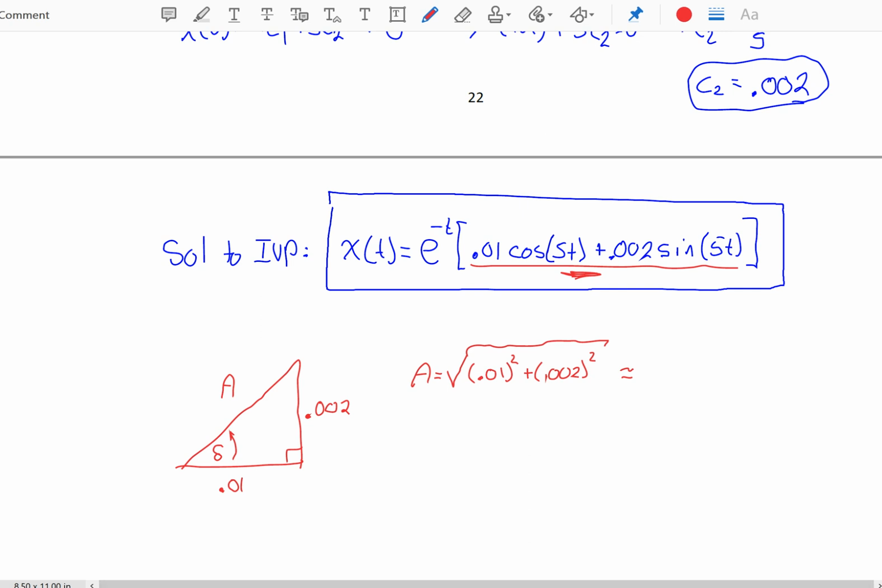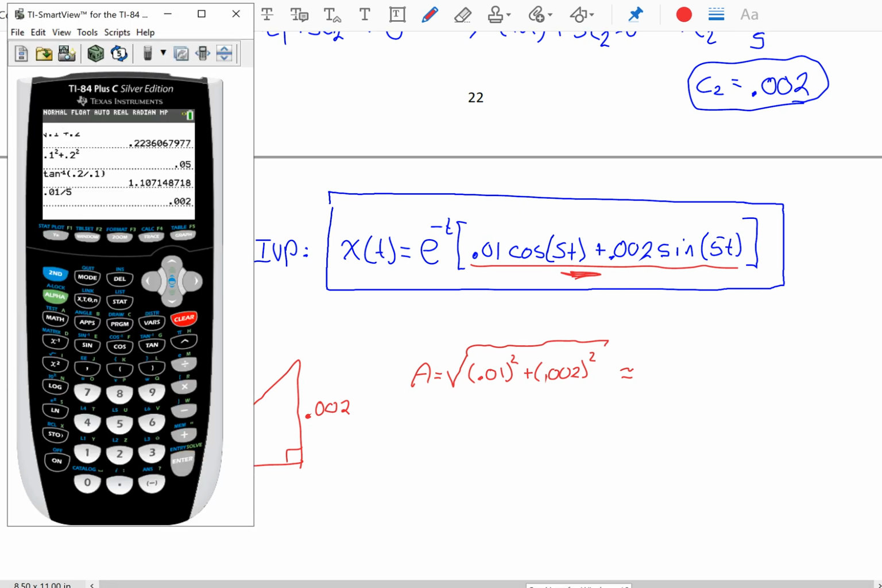Let's grab our calculator. So it'll be 0.01 squared plus 0.002 squared. So this is just what's inside your square root. And then I'm going to want to take a square root of that. So square root of your answer.